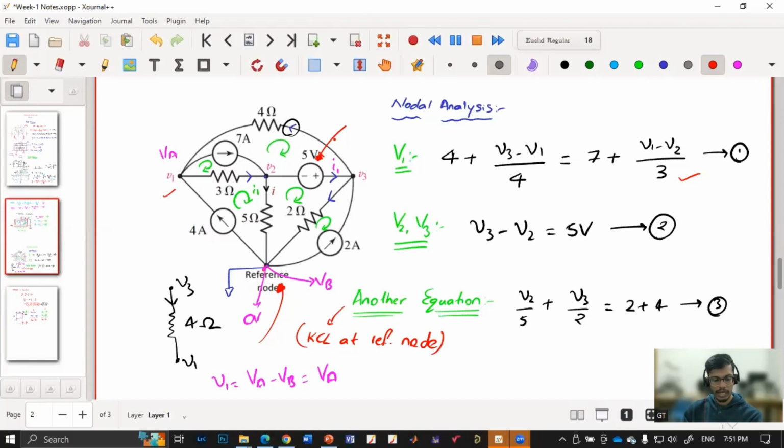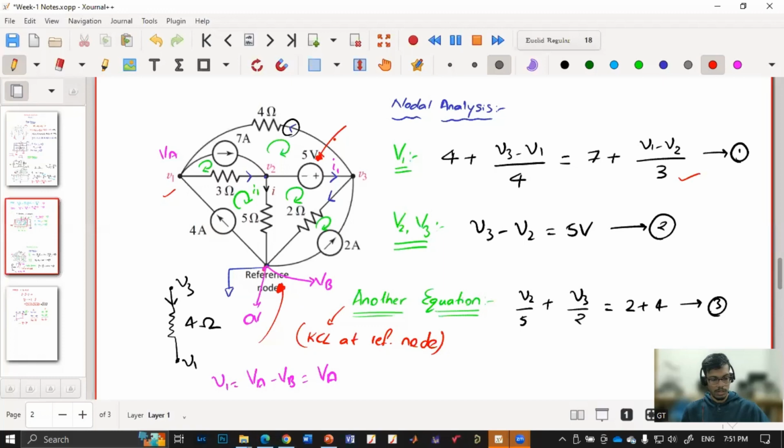understood. I can consider any loop and I can apply KVL to get that third equation, but it could be lengthier than this. So for a moment I thought which could be the easiest way to do, and we have realized that applying KCL at this point is the easiest way.